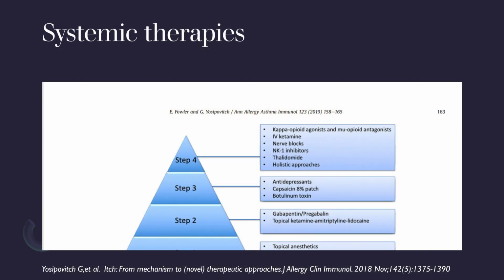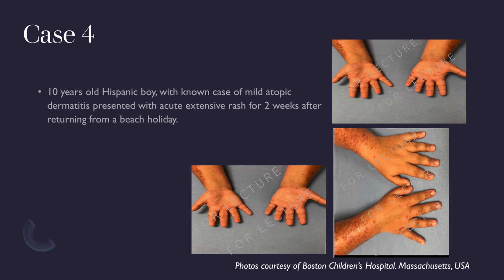Okay, so these are the different steps. Once again, it's misaligned, but anyway, it's the same thing all over again. So do consider the gabapentinoids in older patients, or the antidepressants. Okay, so let's go on to the next case.